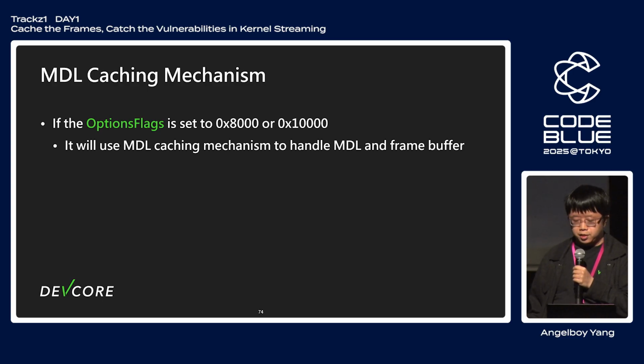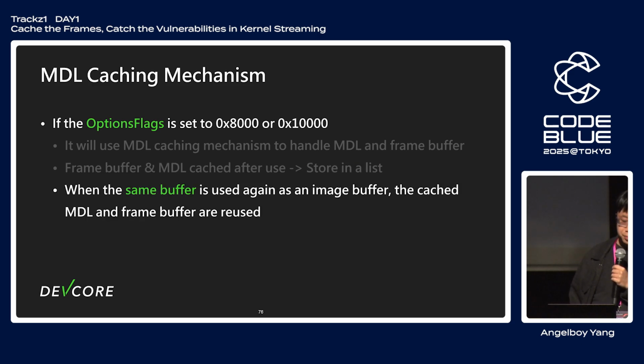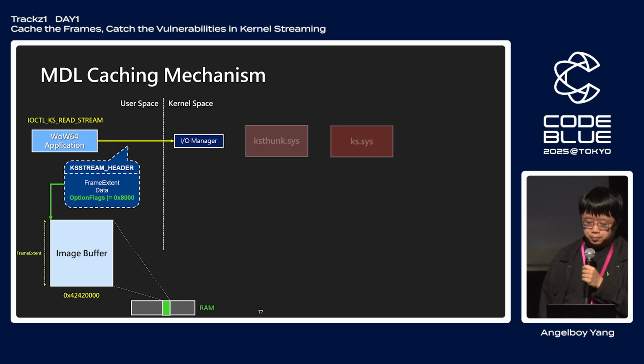It will use this mechanism to handle the MDL and the frame buffer. The mechanism works by caching the frame buffer and its MDL after use, storing them in a list. When the same buffer is used again as an image buffer, the cached MDL is reused. I will walk you through this with some simple diagrams.